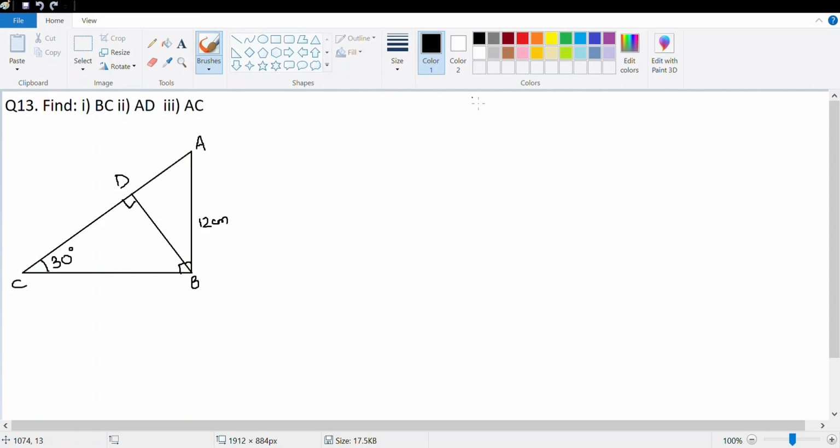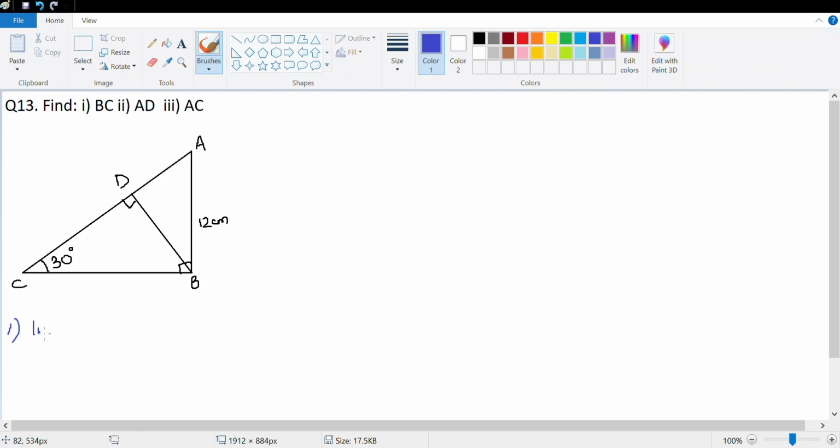Guys, let's look at the next question. The next question that we do is question number 13. It says find the length of BC, AD and AC, and certain things are given. So we have two right triangles here, in fact three, the bigger one ABC and two small ones BCD and ABD. So BC is a part of the big right triangle.